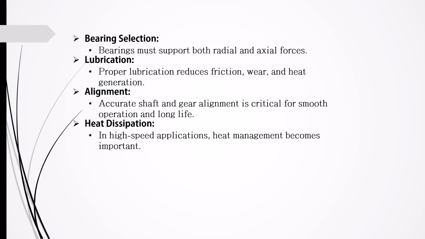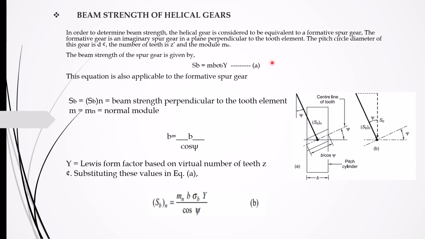Then alignment. Accurate shaft and gear alignment is critical for smooth operation and long life. Then heat dissipation. In high speed application, heat management becomes important. If we do not consider heat dissipation or heat management, we can fail our gear. Now let's talk about beam strength of helical gear.